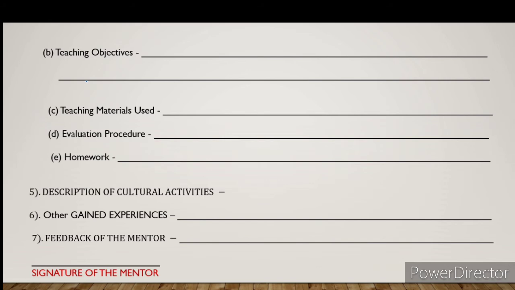Next is teaching objectives. While teaching, what do you expect students to gain after the completion of the chapter? Students will be able to know about motion, differentiate motion, anything you can write. Students will be able to understand the causes of motion. At the end of the lessons, what are you expecting your students to gain after the classes are over? Students will be able to understand the causes of motion.